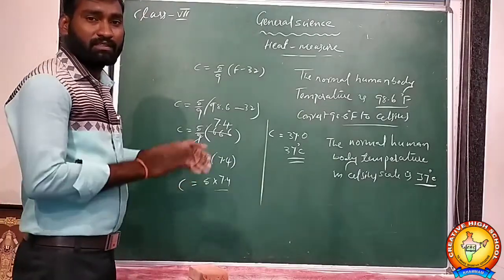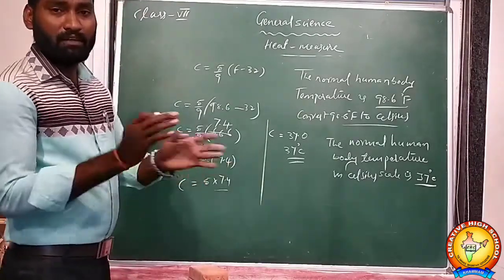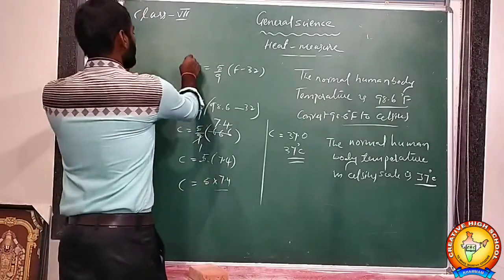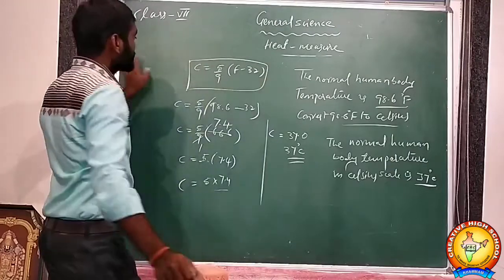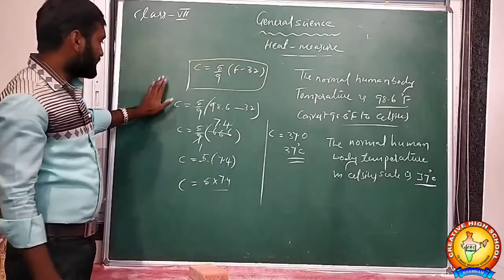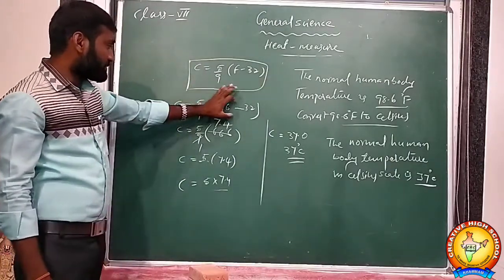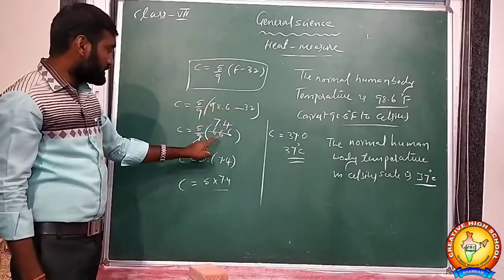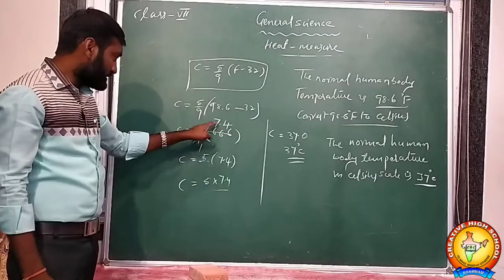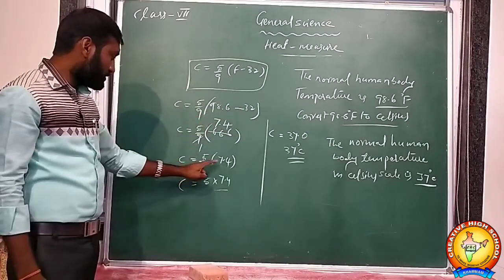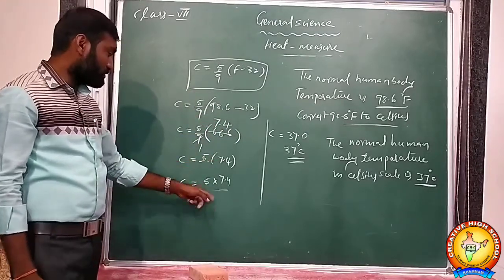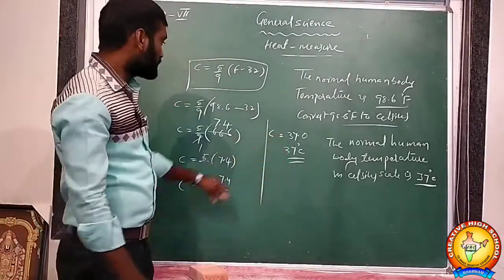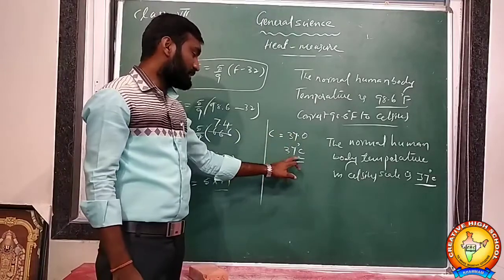This is a conversion from one temperature scale to another. First write the formula: C is equal to 5 by 9 (F minus 32). C is equal to 5 by 9 (98.6 minus 32). 98.6 minus 32 is 66.6; cancelling gives 7.4. C is equal to 5 into 7.4. Multiplying this, we get C is equal to 37.0, 37 degrees Celsius.